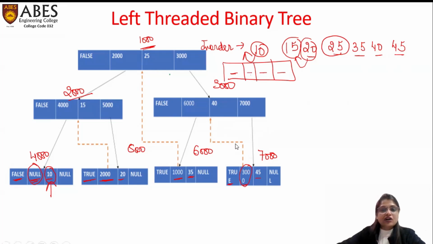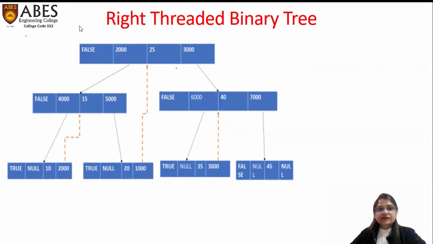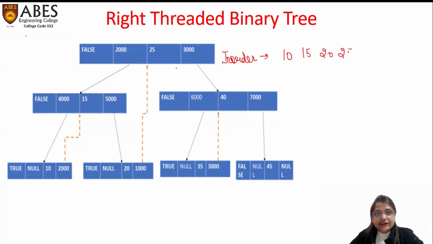Okay, now let's talk about right threading. In case of a right threaded binary tree, where we find null as a right child, we can replace this value with the in-order successor of that particular node. Let us again find out the in-order traversal of this particular binary tree. That will be 10, 15, 20, 25, 35, 40, and 45.